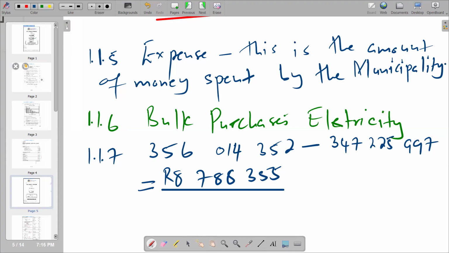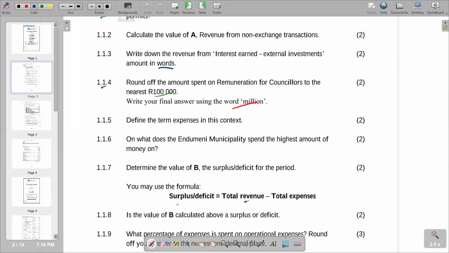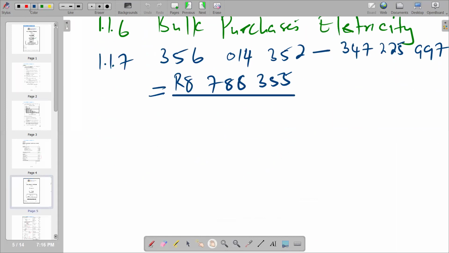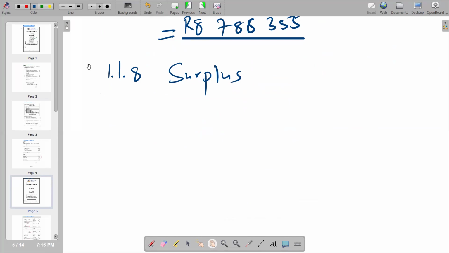If we go back to our question, question 1.1.8 says, is the value P calculated above a surplus or a deficit? That is 1.1.8, and we're saying it's a surplus.